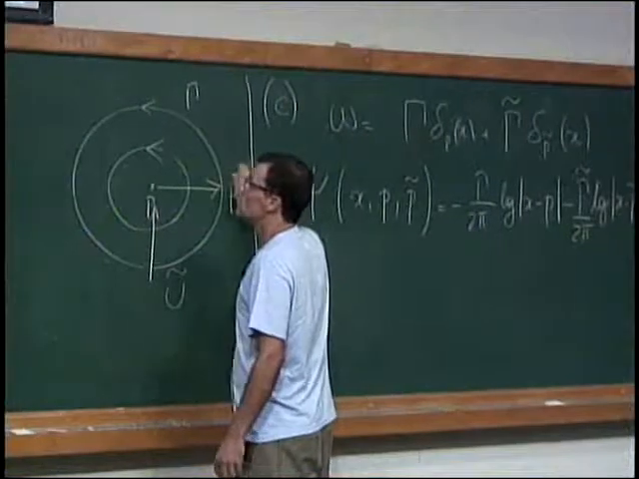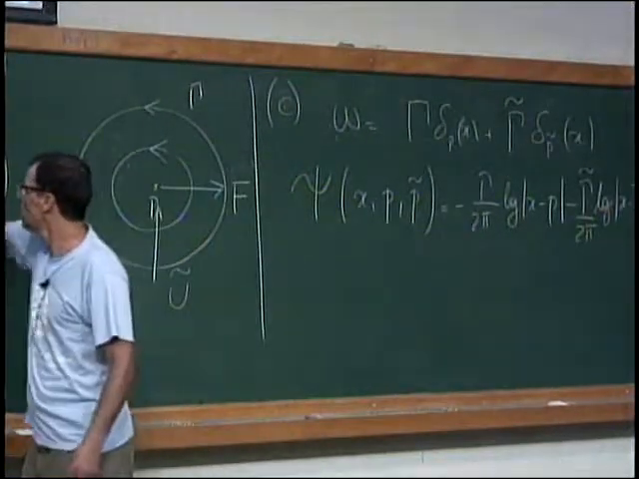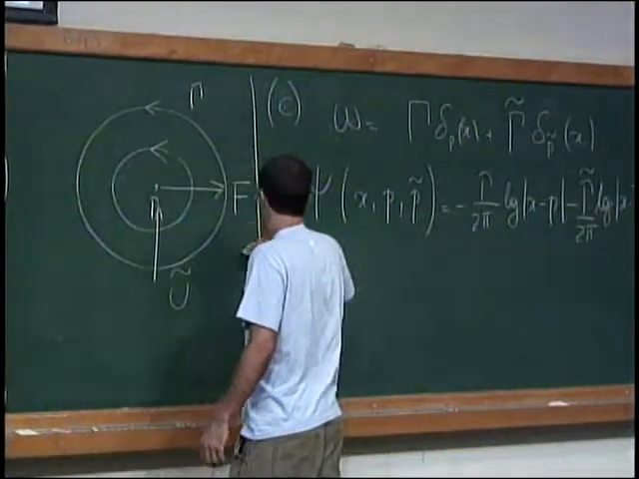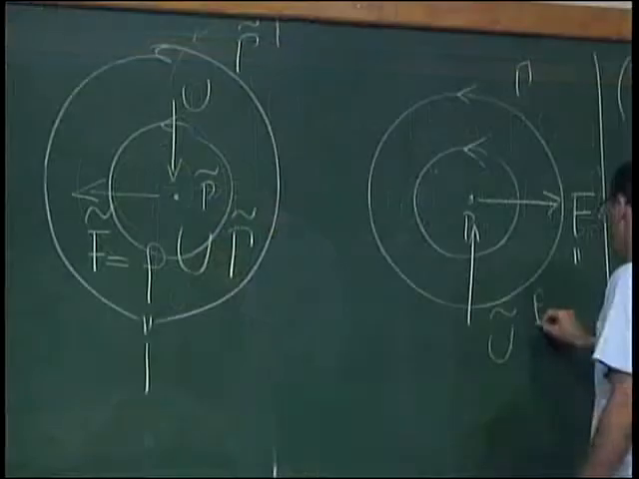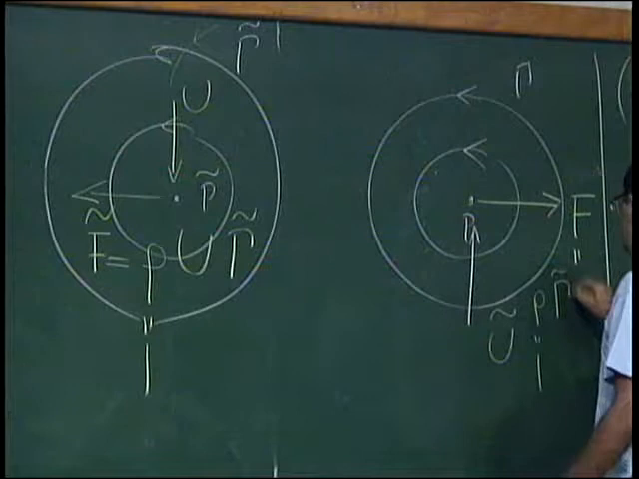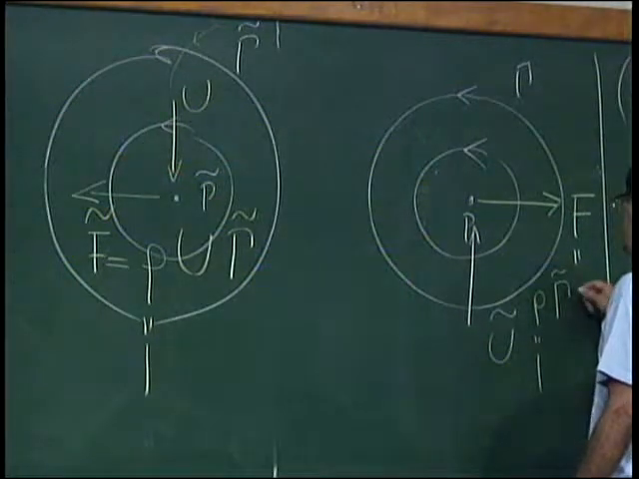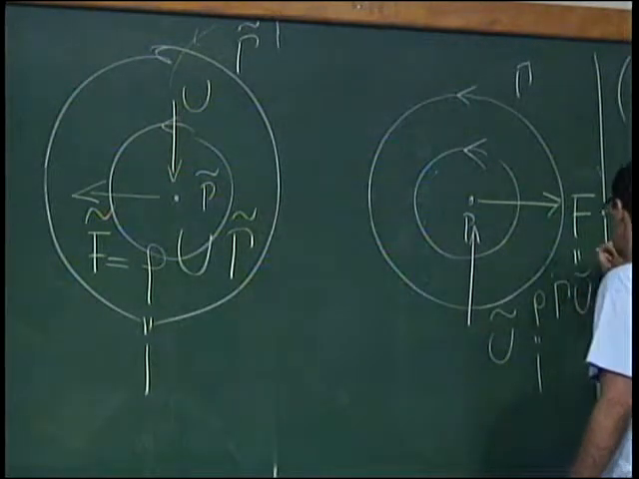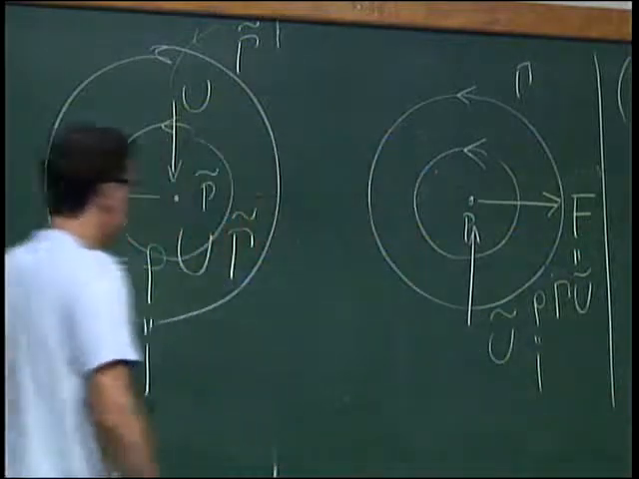I'm sorry, this is F tilde, right? This is F. It's just ρ equals 1, gamma tilde times gamma times u tilde. That's it. So I have this force.